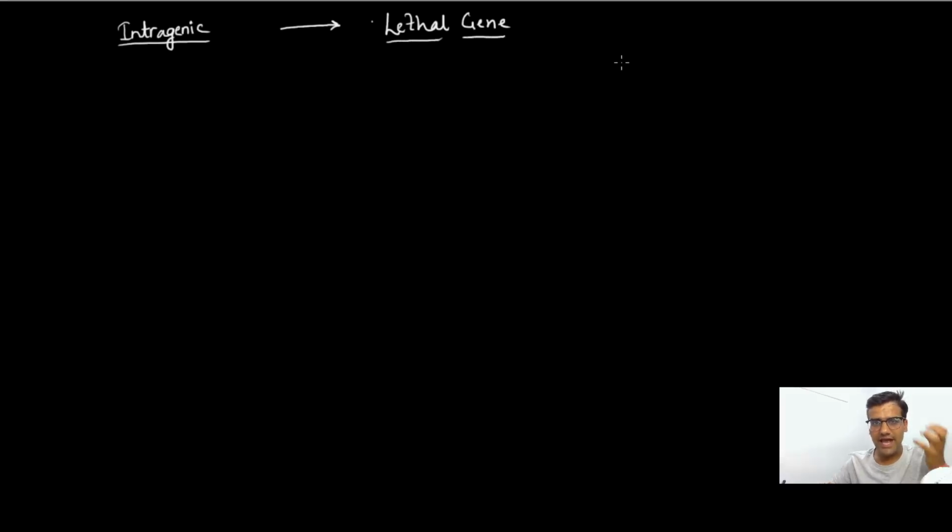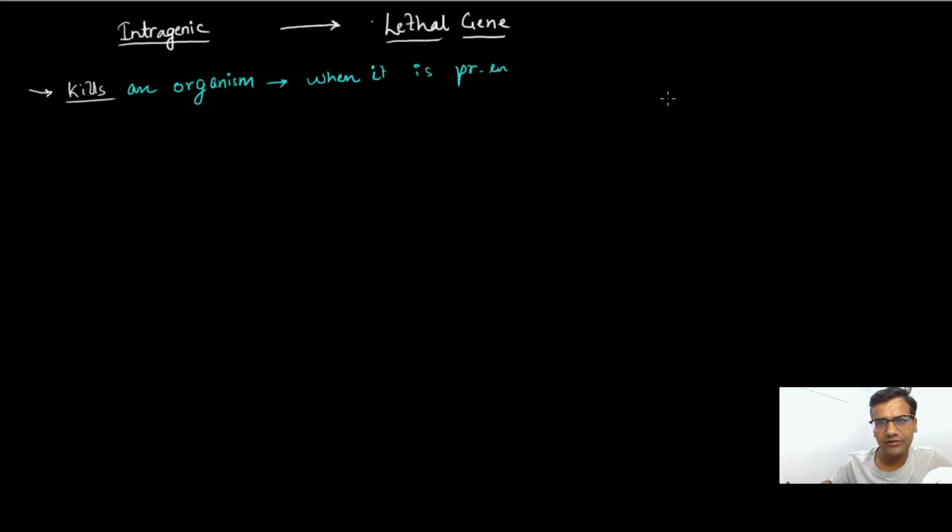As its name suggests, a gene is said to be lethal when it kills an organism, that is, when it is toxic to the organism. So basically, a lethal gene kills an organism when it is present in homozygous form.